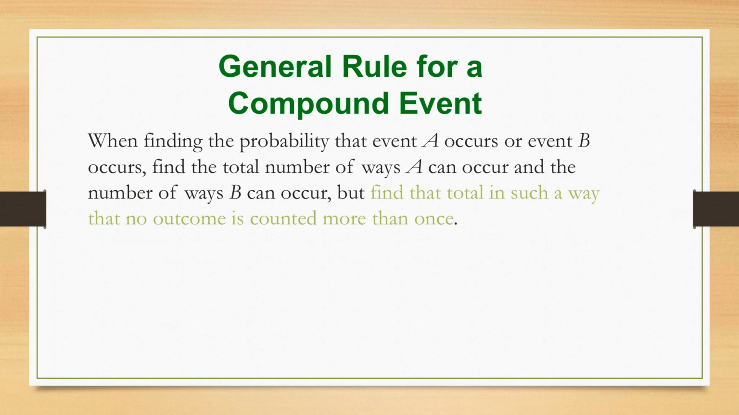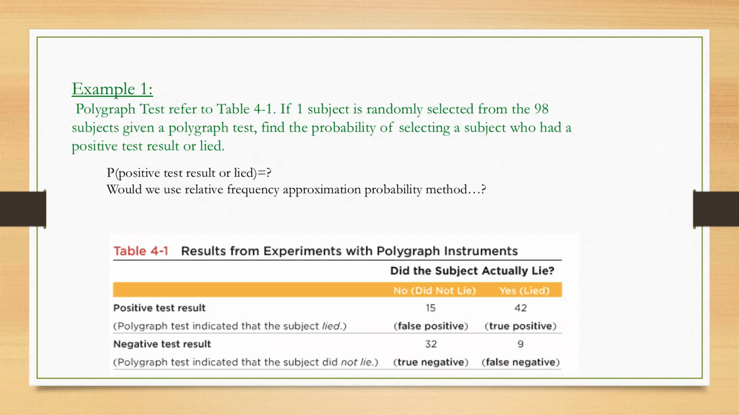But when finding the probability that event A occurs or event B occurs, find the total number of ways A can occur and the number of ways B can occur. But find that total in such a way that no outcome is counted more than once. In other words, don't double count the overlap that occurs between A and B. So in this case, when I talk about don't double count when A or B occur, okay?